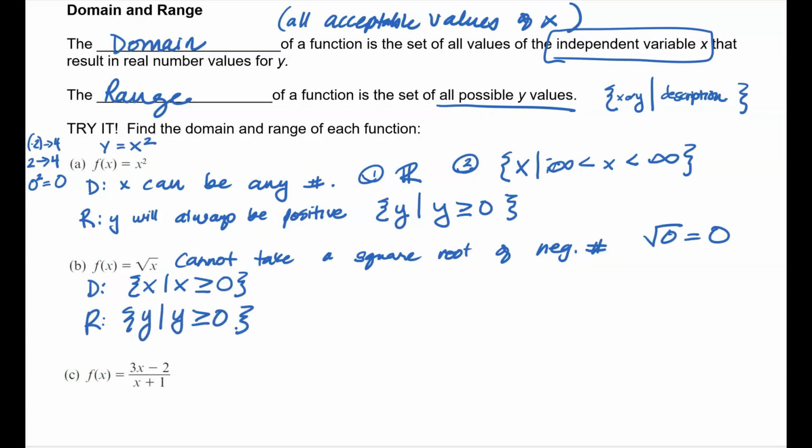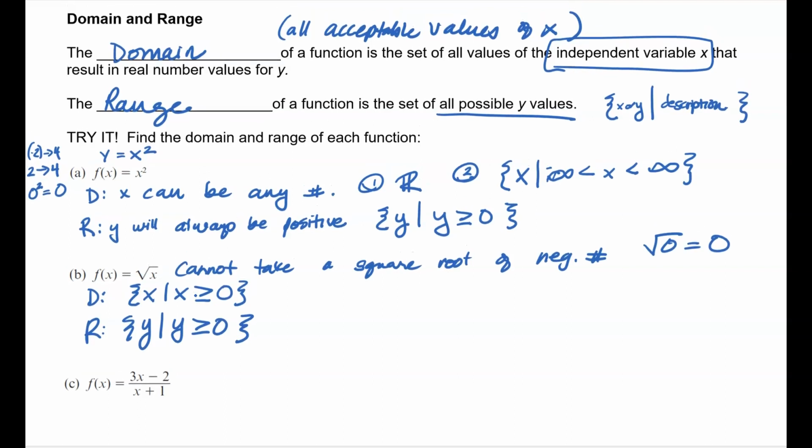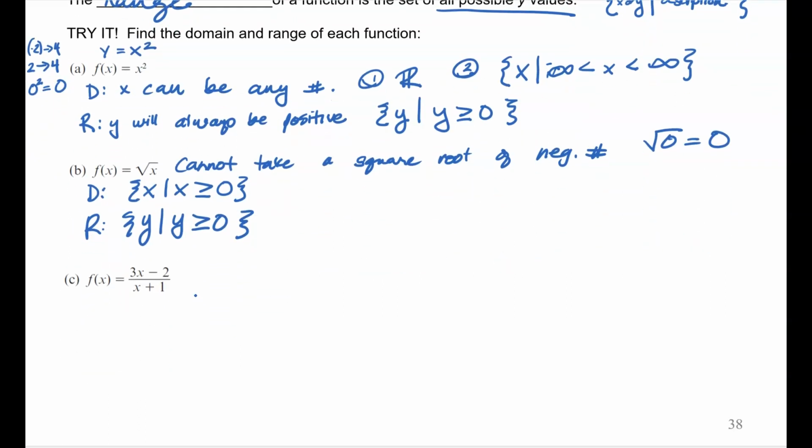And then this last one, you can look at it algebraically if you'd like, or we can look at the picture. One thing to think about when you have a rational function, which basically just means a fraction like this, is that you don't ever want the denominator to be 0. The denominator can't be 0, because you can't divide by 0.